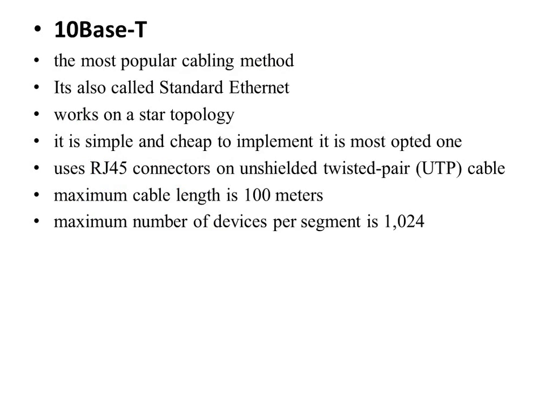So 10BASE-T is the most popular cabling method used in networking for Ethernet. It is also called a standard Ethernet, and mostly it is used with the star topology. It is simple and cheap to implement, and mostly opted with an RJ45 type of connector and unshielded twisted pair cable. So the maximum cable length you can utilize is 100 meters, and the nodes you can connect is 1024.